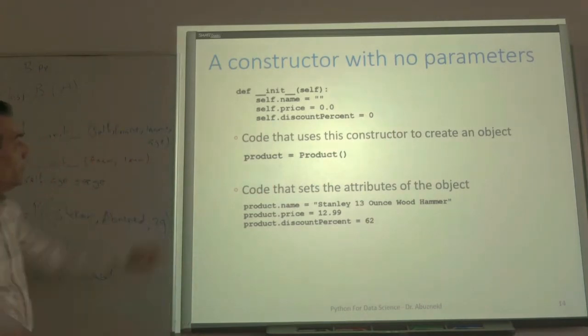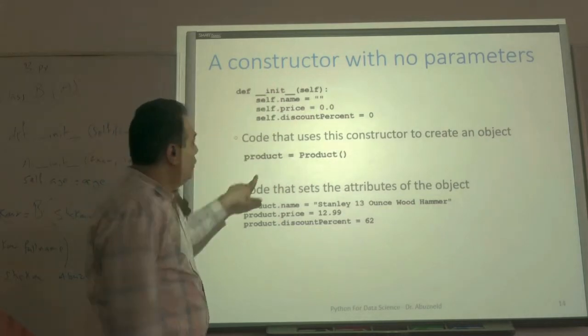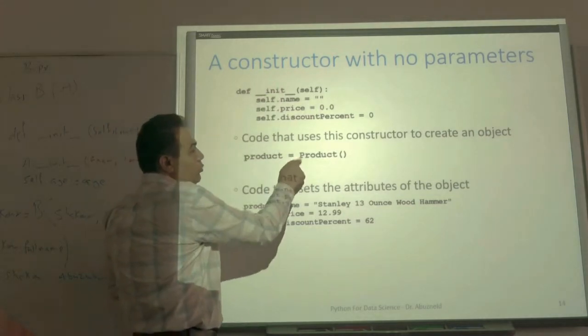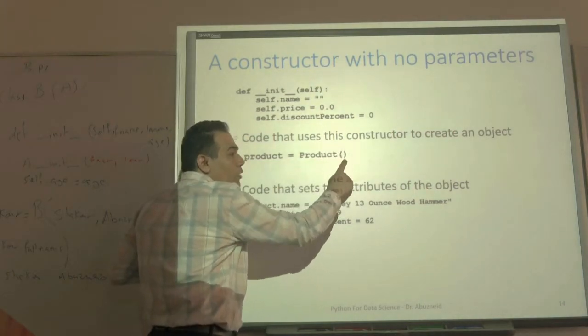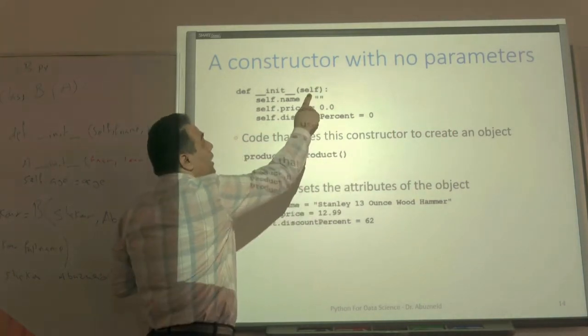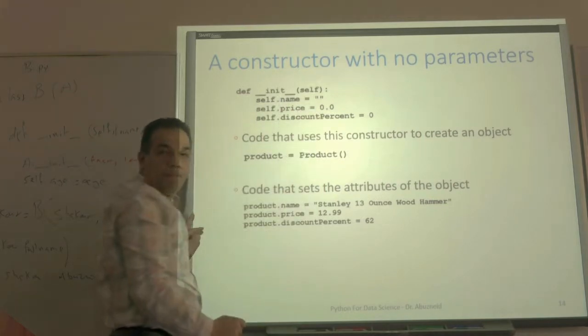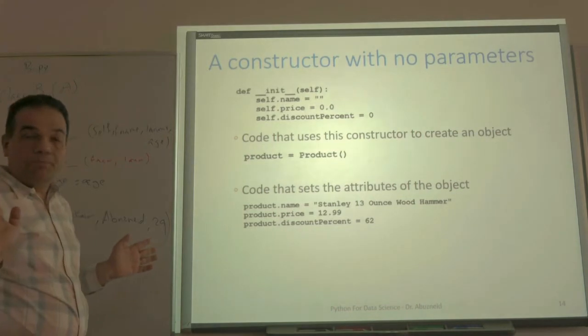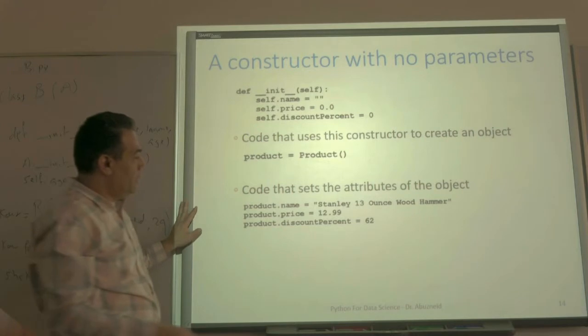So for this one, if I need to create an object with this constructor, all I have to say is product equals Product with capital P. I don't pass any parameters. Why don't I pass any parameters? Because when I define the init, I did not have any parameters passed. Clear? All right.